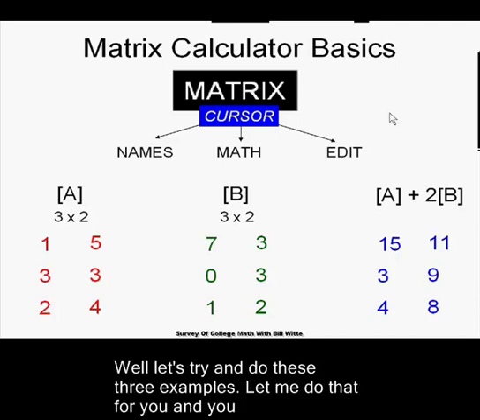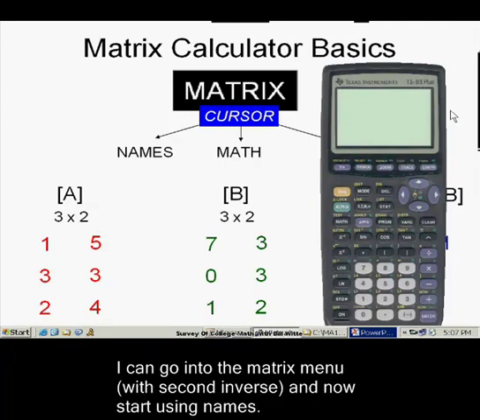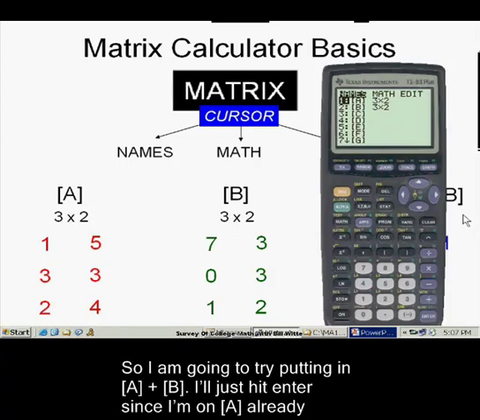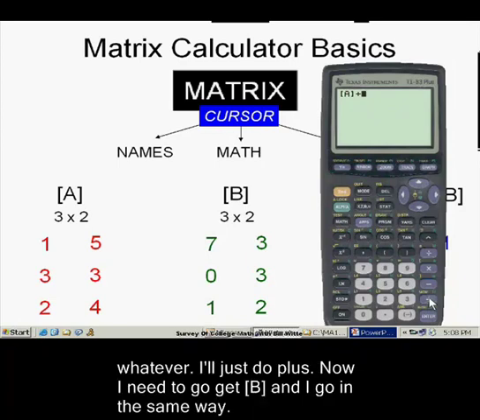Well, let's try and do these 3. Let me do them for you, and you see if you can keep up with me. Since I already have the matrices inserted, matrix A and matrix B, I can go into the matrix menu, second inverse. Now I'm going to start using names. So I'm going to try and put in A plus B. So I'll just hit enter because I'm on A already, and it types A. Not just any old A, that's matrix A. And I can put plus, minus, times, whatever. I'll just do plus.